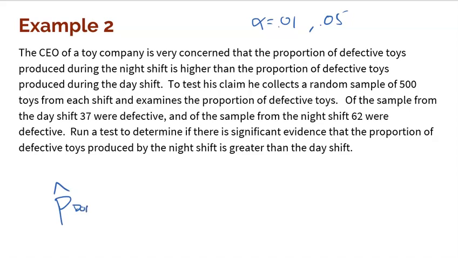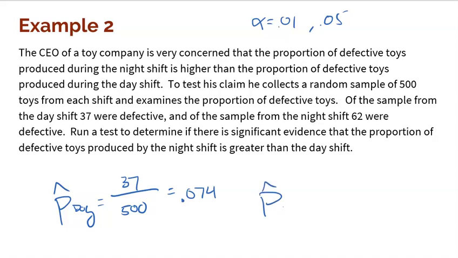So I have the day shift. Remember, 500 toys from the day shift, 37 were defective. I'm always hoping for nice, solid numbers. Might not always get it, though. I get 0.074. So about 7.4% of the toys from the day shift were defective.